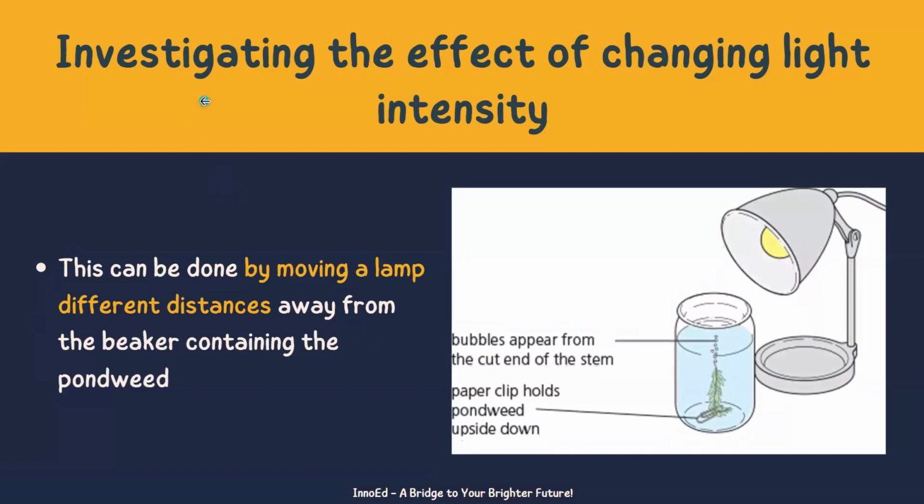Now let's look at the investigation of the effect of changing light intensity. How can we change the light intensity? We can do it by moving a lamp to different distances away from the beaker containing the pondweed. So the farther the lamp from the pondweed, the lower the light intensity. So this is the method that we use.